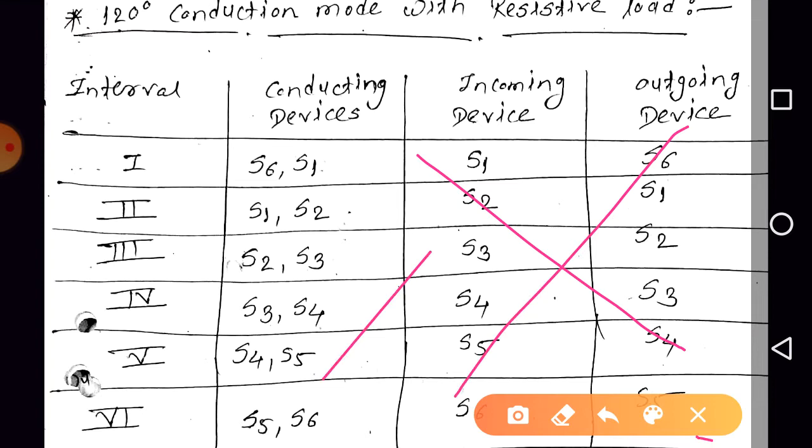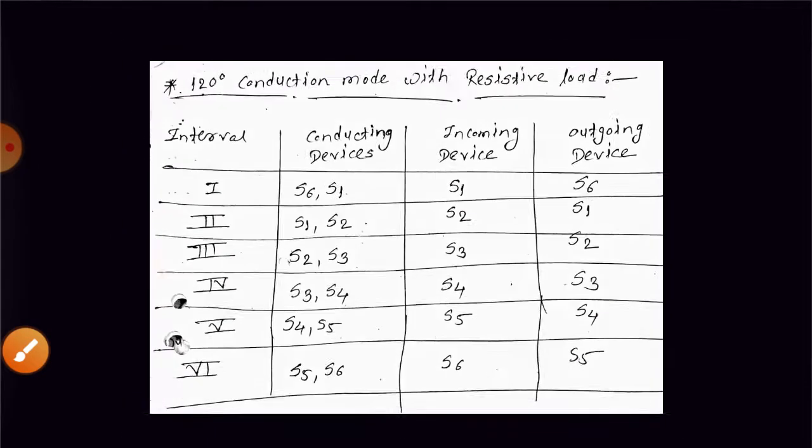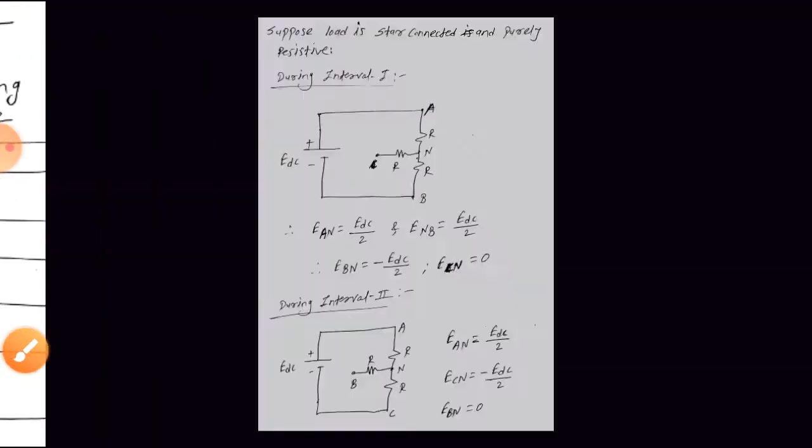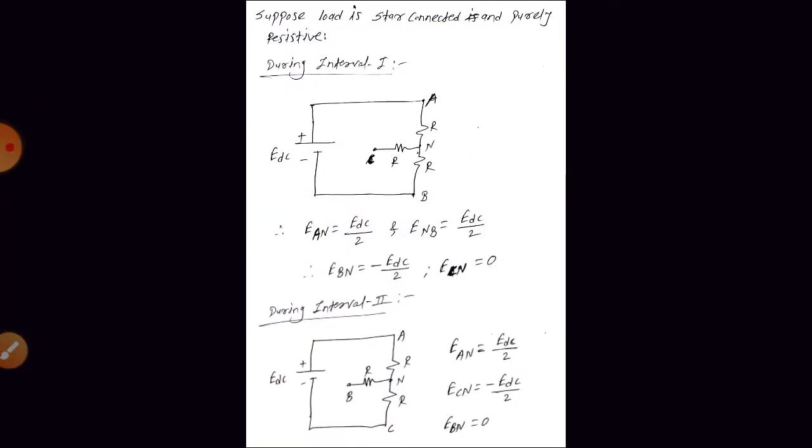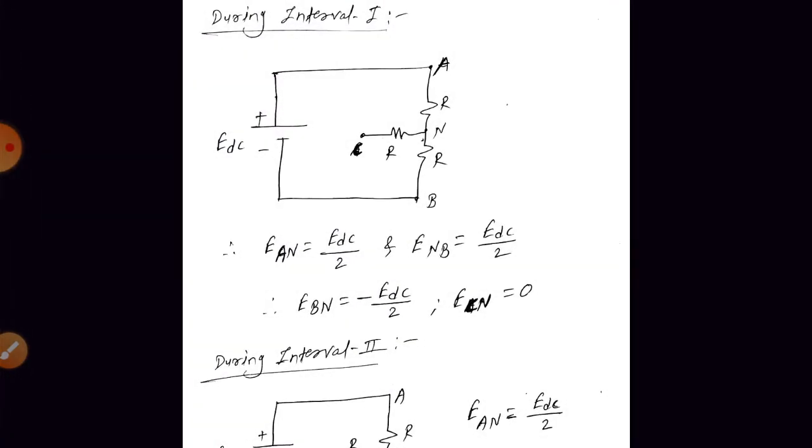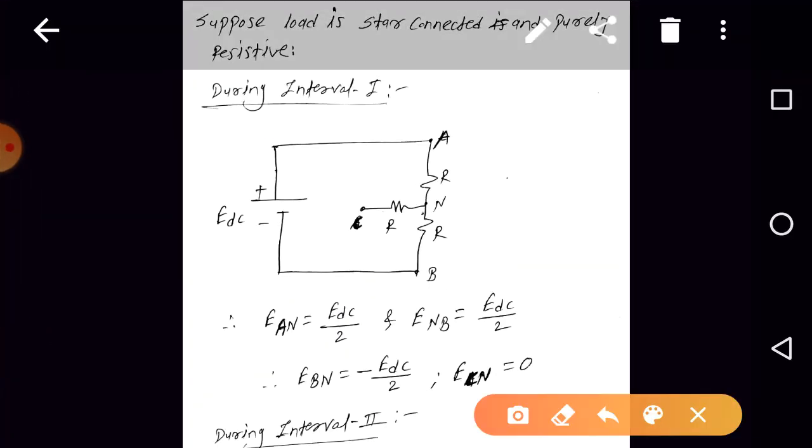So next, let us discuss one by one. During the first interval, suppose the load is star connected and purely resistive.